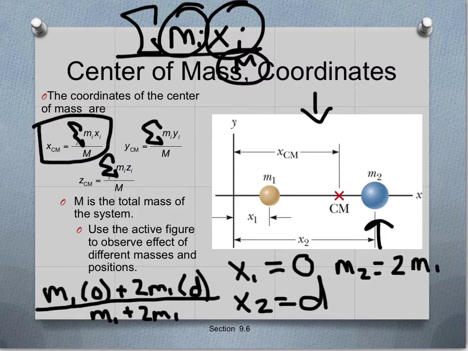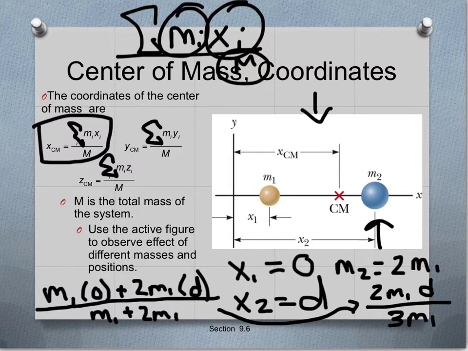If I simplify this down, m1 times 0 is just 0, so that would leave me with 2m1, so 2 times the mass of the first particle times that distance, over 3m1. Well, my m1s can cancel, so that means that my center of mass, if I'm thinking about it in the x direction, is going to be equal to 2/3 times that particular distance.